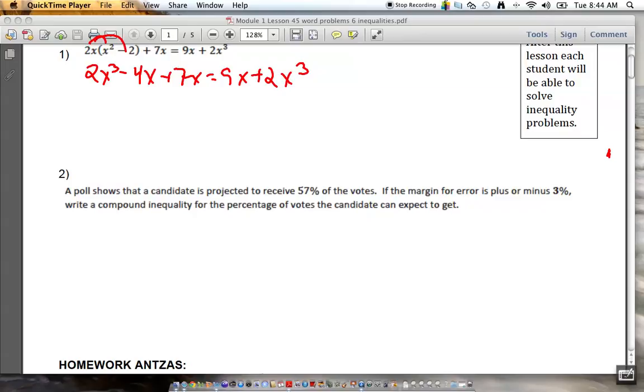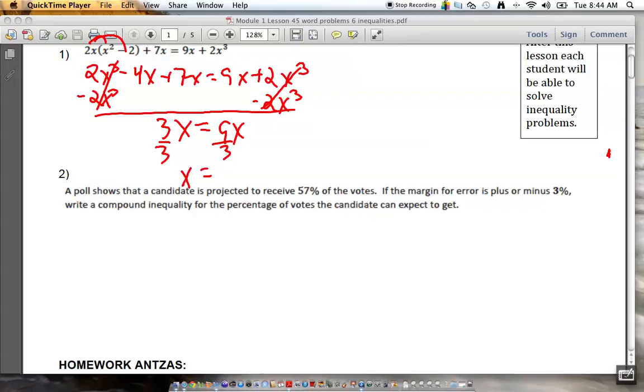But the really cool thing here is if I subtract 2x cubed from both sides, what happens? Yeah, they go die-die. Now, let's put it together here. This is 3x equals 9x minus 4x plus 7x. Did I mess up? No, I did not mess up. All the numbers are x's. Okay, let's divide by 3. And I get x equals 3x.